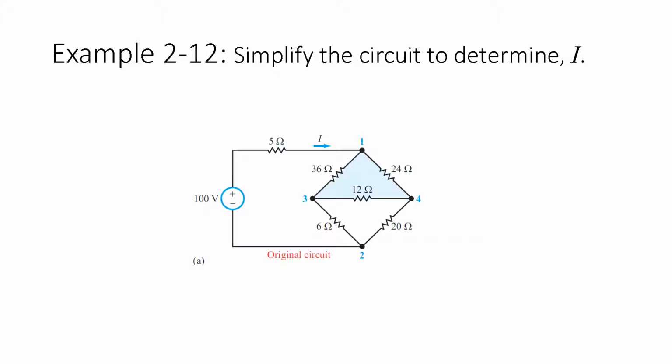Howdy guys, so in this one, example 2-12, simplify the circuit to determine I, the current going in at the top there in the blue line. So I'm going to solve this 2 ways. The first way is the method I solved it, and the second way is the method the book solved it.